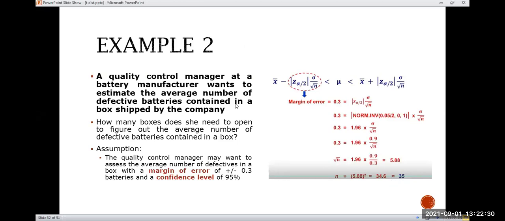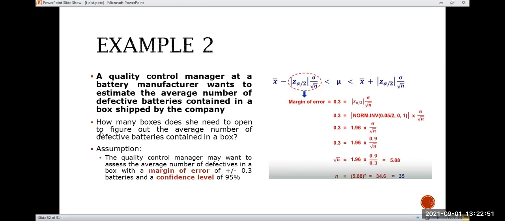The question is the same again: a quality control manager at a battery manufacturing plant wants to estimate the average number of defective batteries contained in a box shipped by the company. So he has to identify how many boxes they have to check.